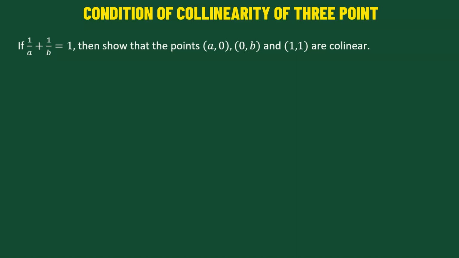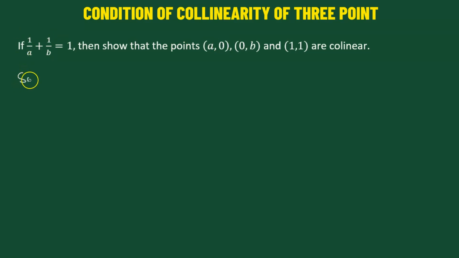So here in this problem, we are given a condition that 1 over a plus 1 over b equals 1. Using this condition, we need to show that these 3 points, (a, 0), (0, b) and (1, 1), are collinear in nature.